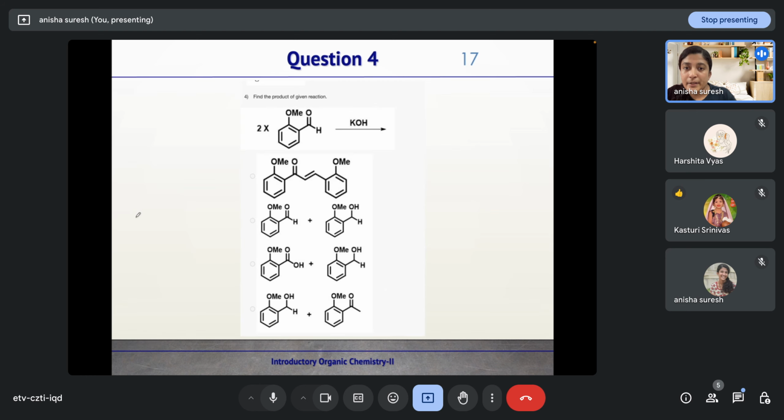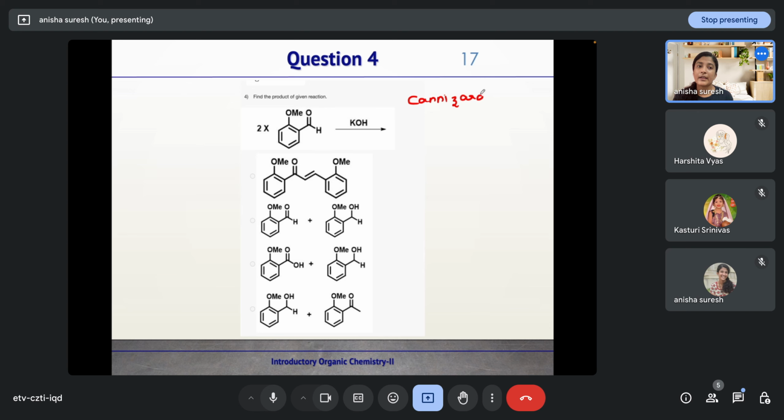Now coming to question number 4. Find the product of the following reaction. So two molecules of the aldehyde are reacting with KOH, and what will be the product that is formed? So when we are seeing this, we can come to know that there is no alpha hydrogen present in this compound.